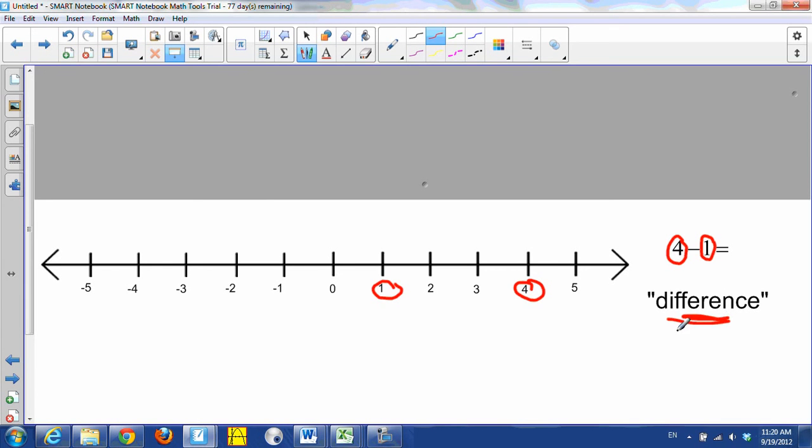They have a difference. And we can apply a mathematical value to that difference. Well, looky here. 1, 2, 3 spaces. That is the difference. We've applied a mathematical value that describes how different 4 and 1 are. And that is the difference perspective.